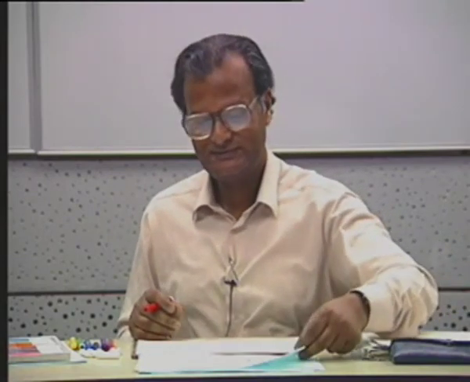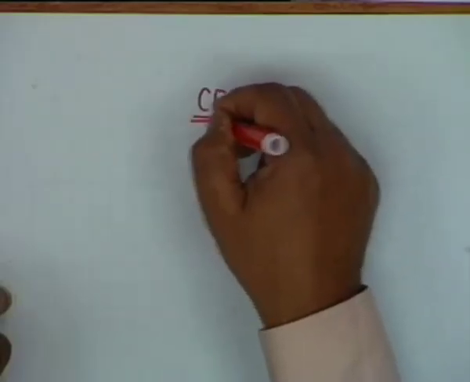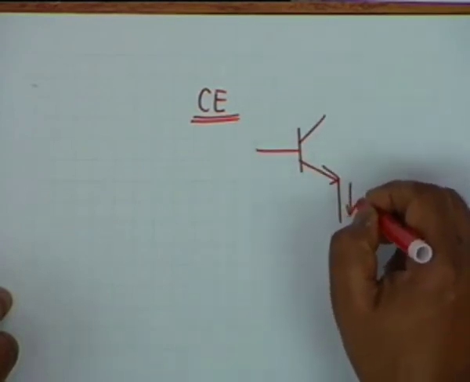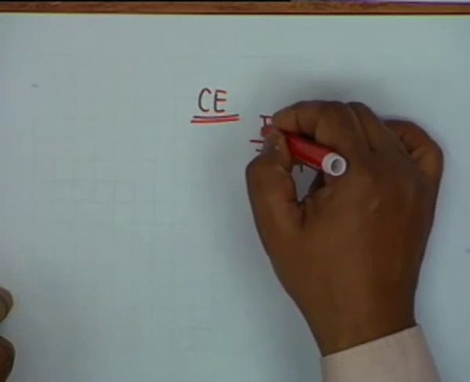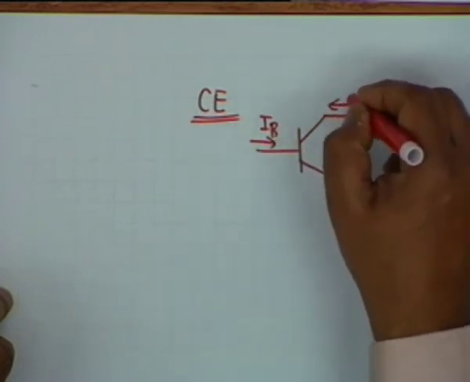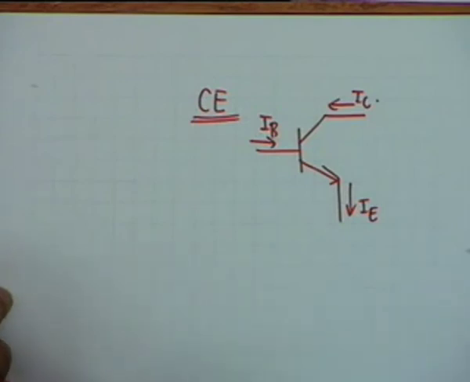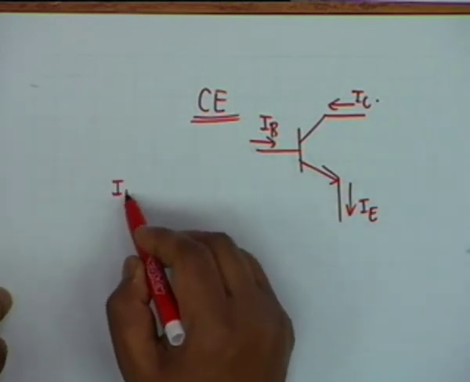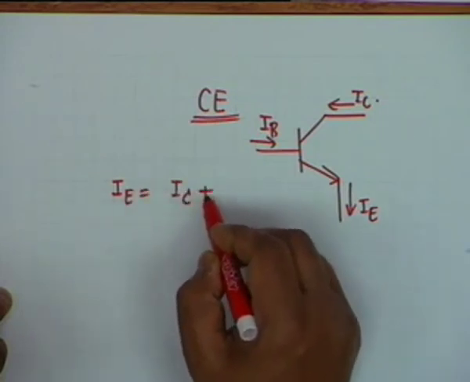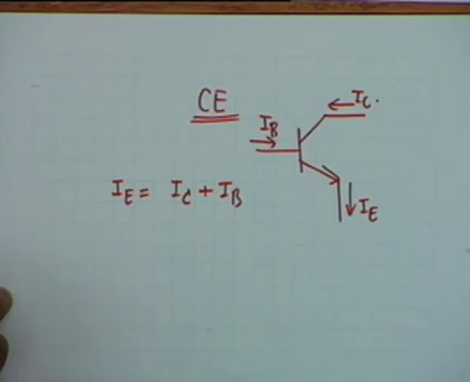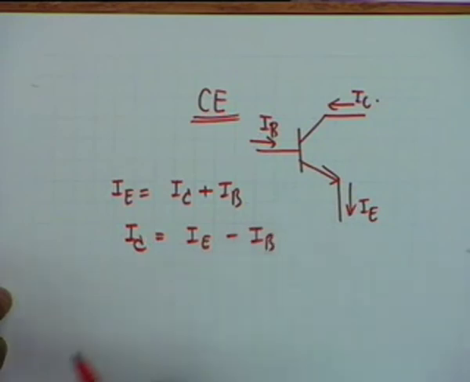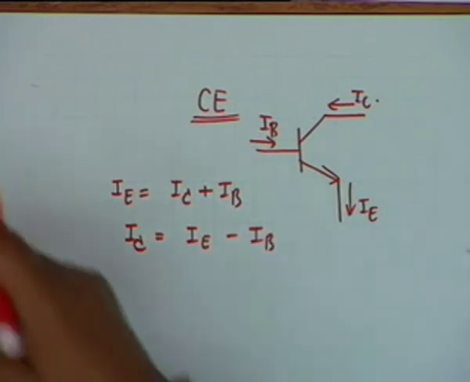Any other question? Let us look at the common emitter characteristic now. In common emitter, this is I_E, this is I_B, and this is I_C. The input current is now I_B, not I_E. The input current is I_B. But of course, this relation is valid, that is I_E equal to I_C plus I_B, which means that I_C is equal to I_E minus I_B. Is it okay?